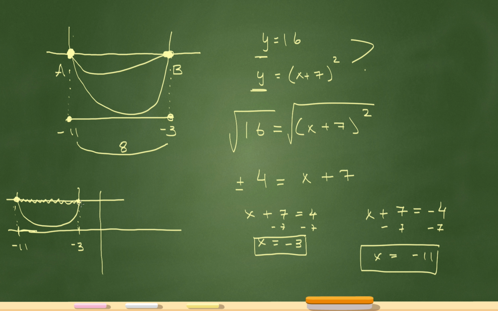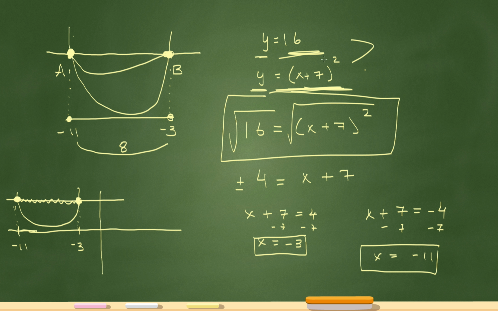So the key is, because these two graphs intersected at those two points, I can set them equal to each other, which is what I did over here. So I set (x plus 7) squared equal to 16, and then I solve for x. I'll get two values of x, because remember, the square root of 16 is plus or minus 4. And then I solve for x here, and the two values are how I figured this out. And then that tells me the distance here is 8.